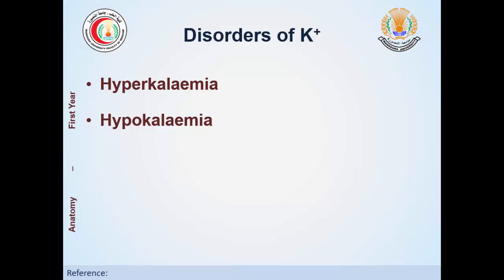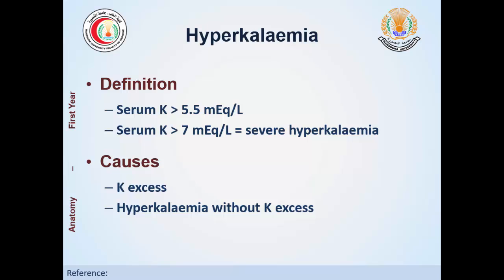Now let's come to the disorders of potassium, either hyperkalemia or hypokalemia. Hyperkalemia: the definition of hyperkalemia is serum potassium more than 5.5 milliequivalent per liter, while severe hyperkalemia means that the serum potassium is more than 7 milliequivalent per liter. What are the causes of hyperkalemia? It is either potassium excess or hyperkalemia without potassium excess.